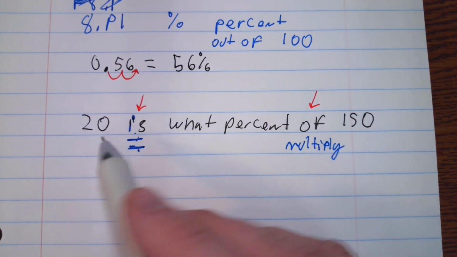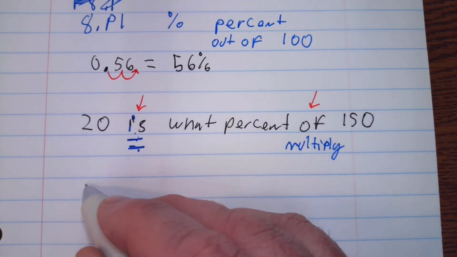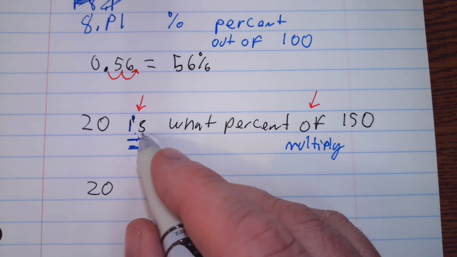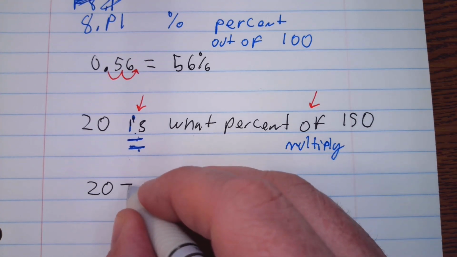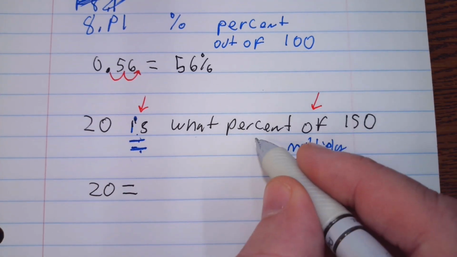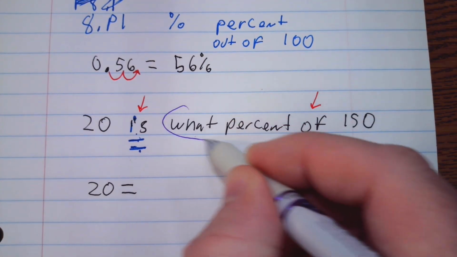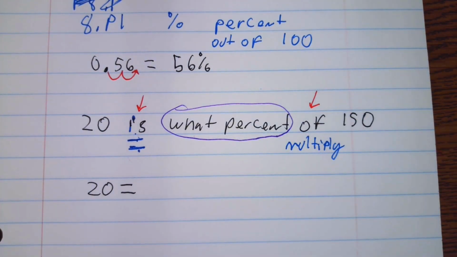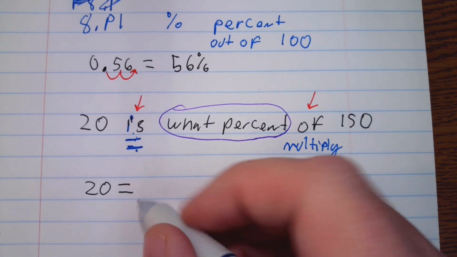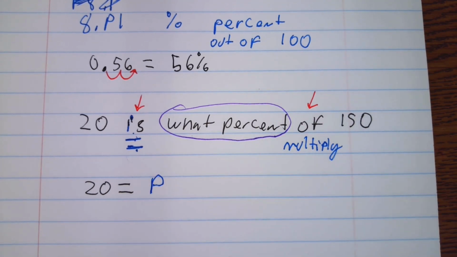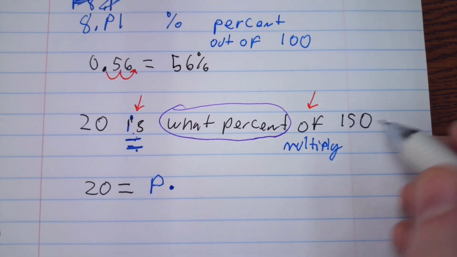All right, so I'm going to translate this down. 20 is what percent? Well, I got a question. I don't know the answer. So what am I going to say? I think the answer is a variable. So I'm going to put P because it's asking for percent. Of means multiply, so I could put a multiply if I wanted to. 150.